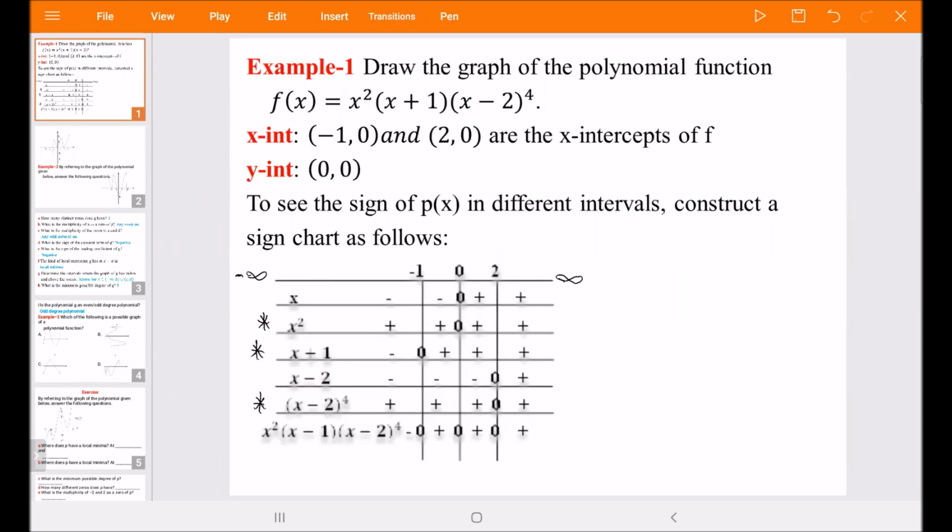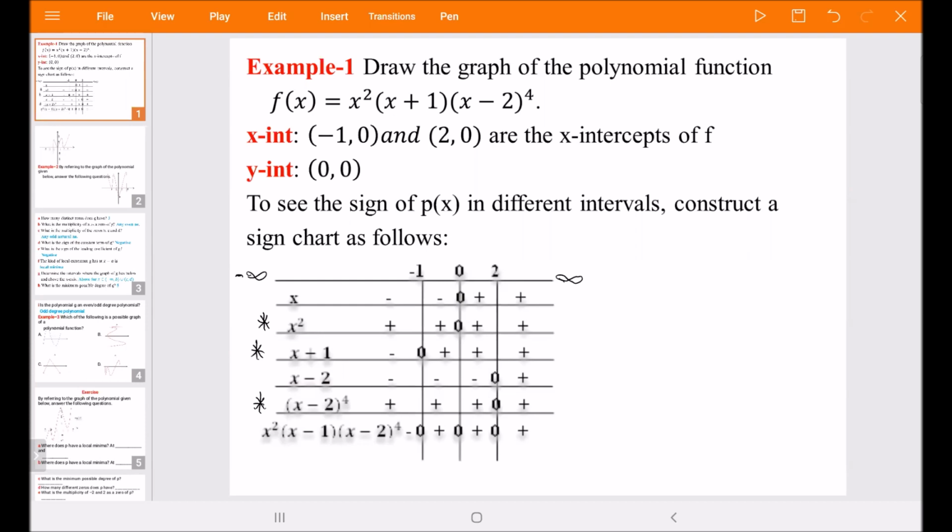Then between 0 and 2, take the product of the signs of x squared, x plus 1, and (x minus 2) to the power of 4 to determine the sign of f of x. So positive times positive times positive, again it is positive. So in general, between -1 and 2, the graph of f of x lies completely above the x-axis.